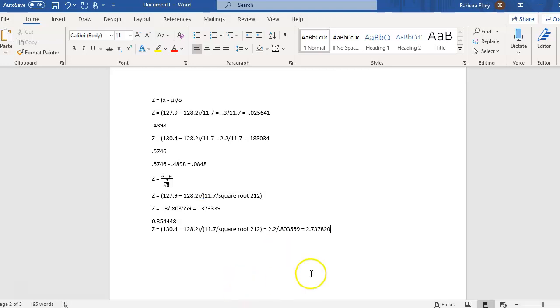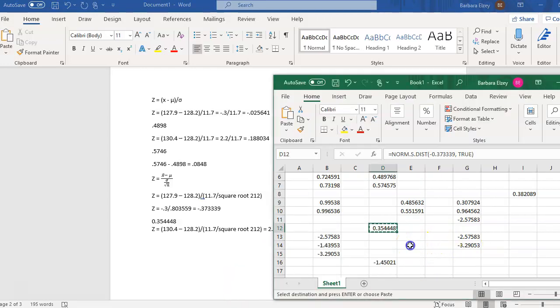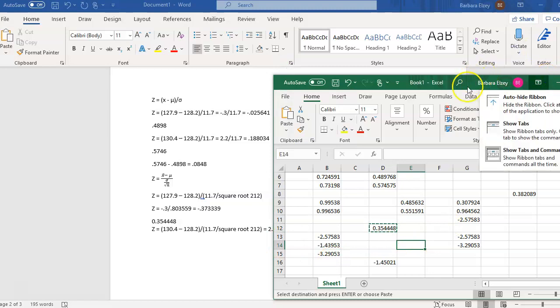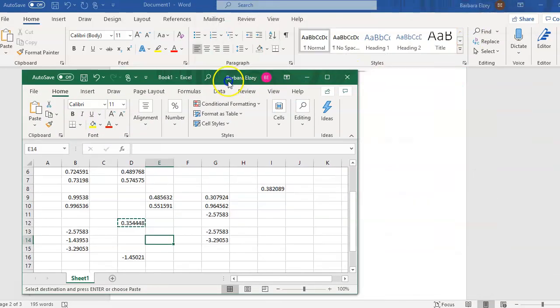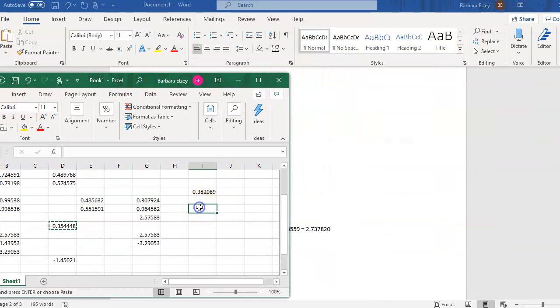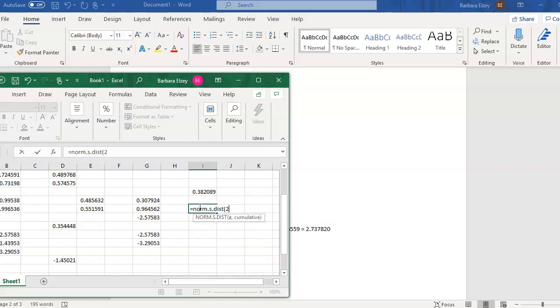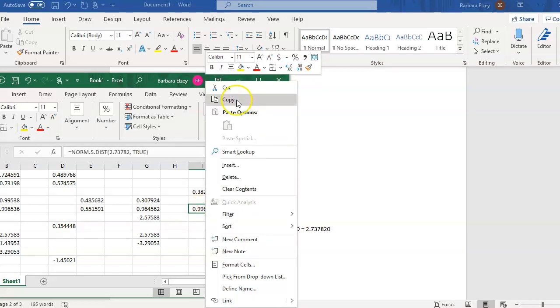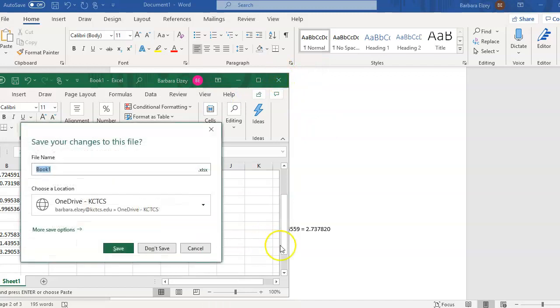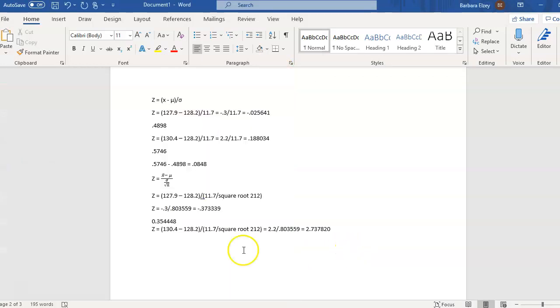All right, now let's look that up in Excel. And let me move this just so I can see my number as I type it in. There we go. Norm.s.dist, 2.73782, true. And that gives me that. I'm just going to go ahead and copy it. I'll put it down here.